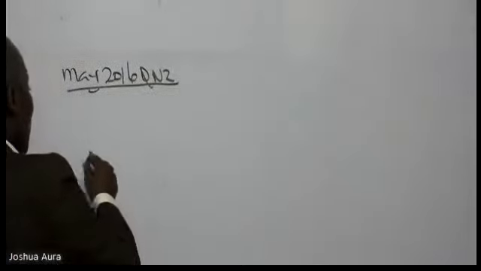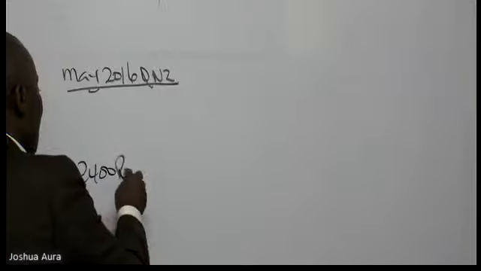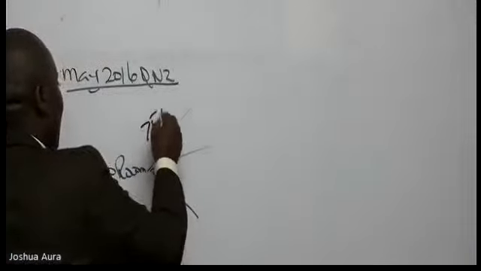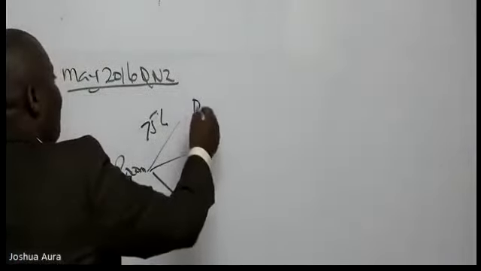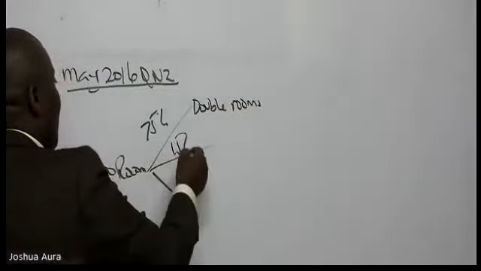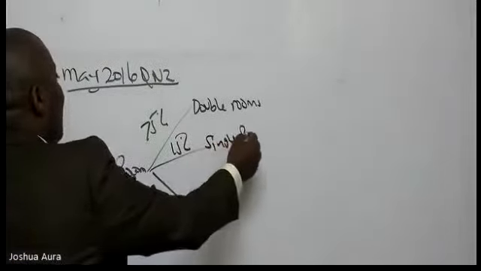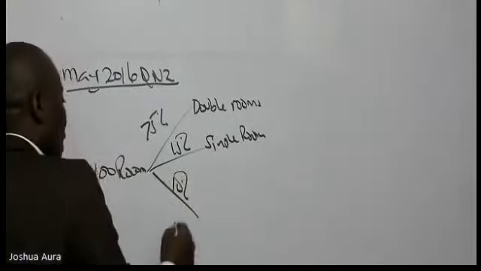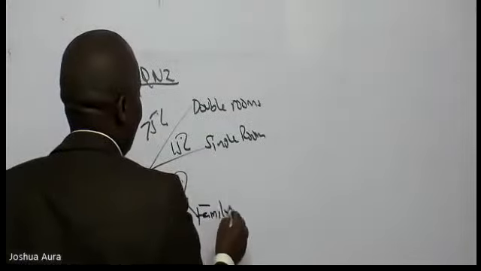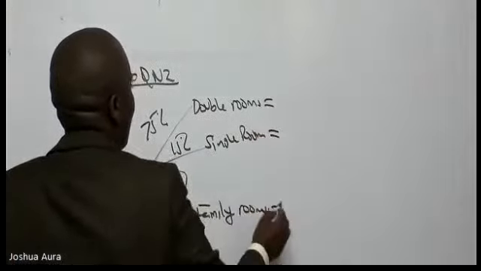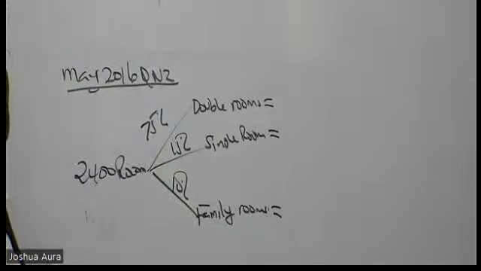So out of these 2,400 rooms, we know that 75% are double rooms, 15% are single rooms, and then we have 10% that are family rooms. So could you kindly give me these figures? 75% of 2,400 gives us how many double rooms?